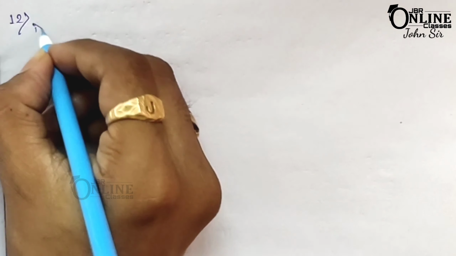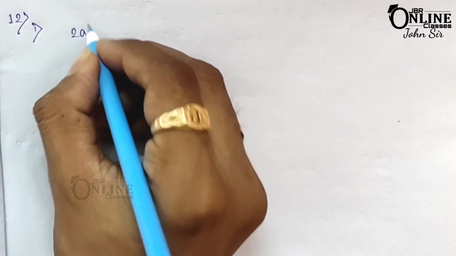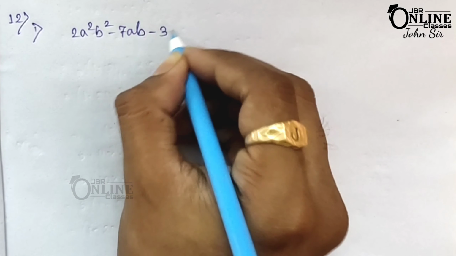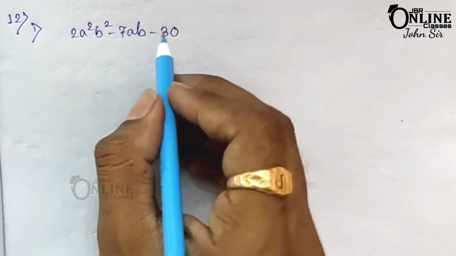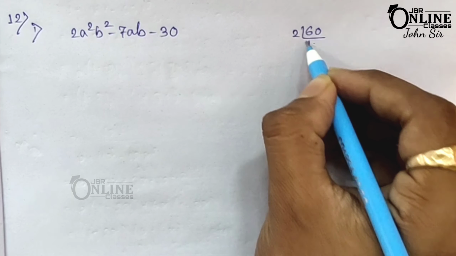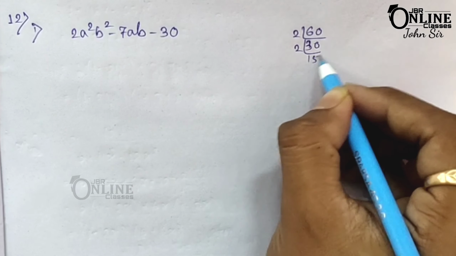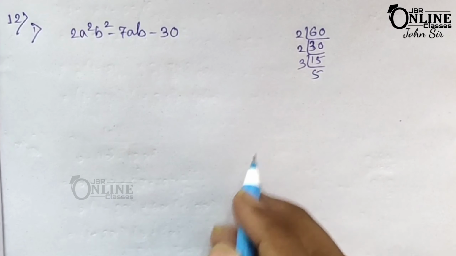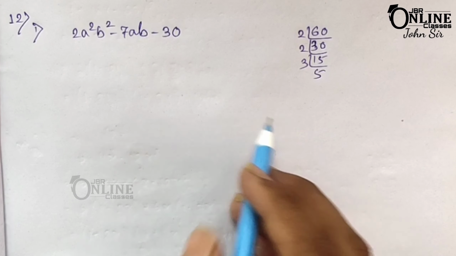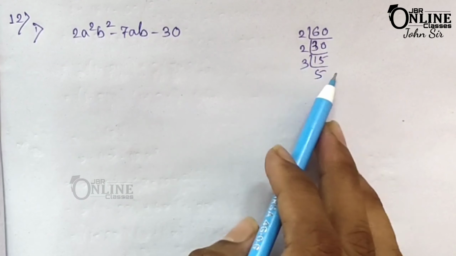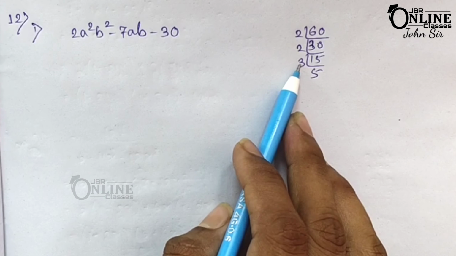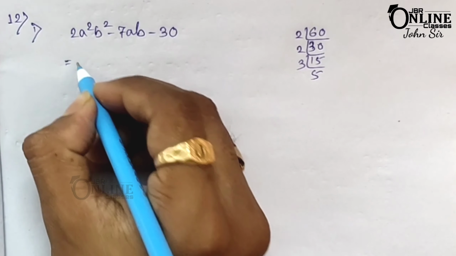Now sum number 12.1. In sum number 12.1, here 2a square b square minus 7ab minus 30. So here first 2 into 30, that becomes 60. So you can factorize 60, it becomes 30 and then 15 and then 3, 5. Okay, now with the help of 2, 2, 3, 5, you have to make here 7. So here 2 into 2, 4, 4 into 3, it's 12. Now 12 minus 5, it becomes 7.